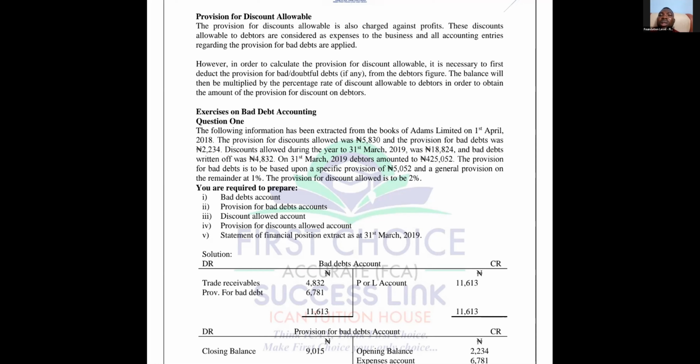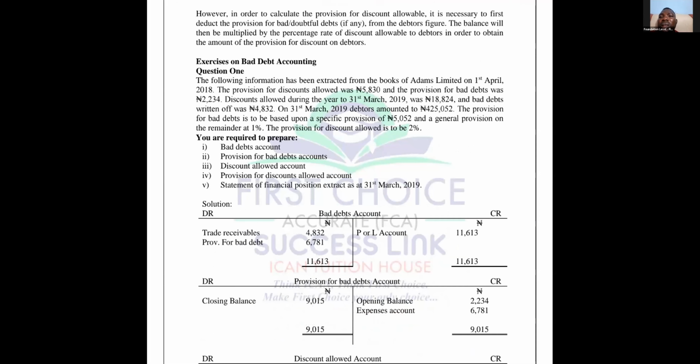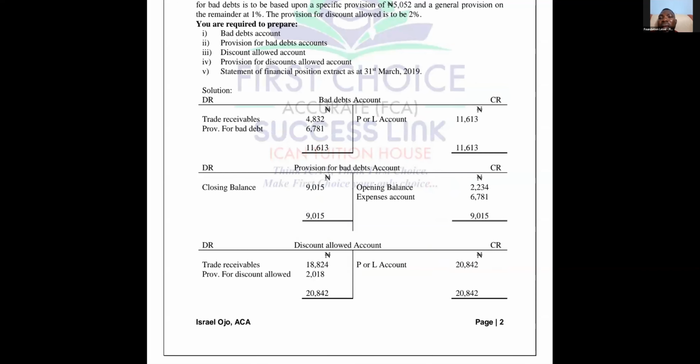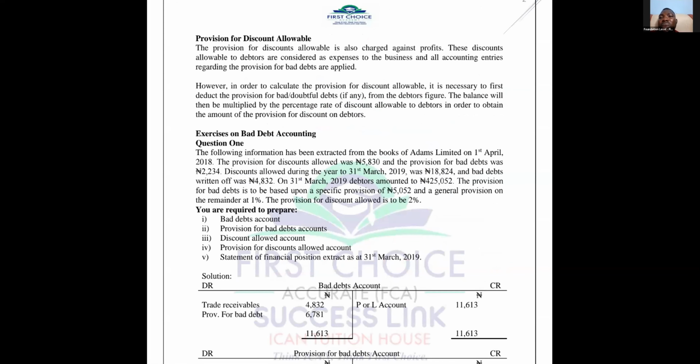So let's look at the first one. It says that the following information has been extracted from the books of Adams Limited on 1st April 2018. The provision for discount allowed was 5,830. So at the beginning of the year, the provision for discount allowed is 5,830. You open that account, provision for discount allowed, and that will be a credit balance of 5,830.